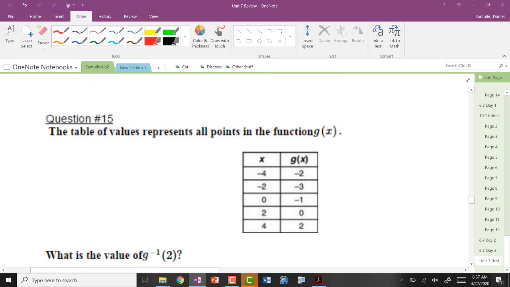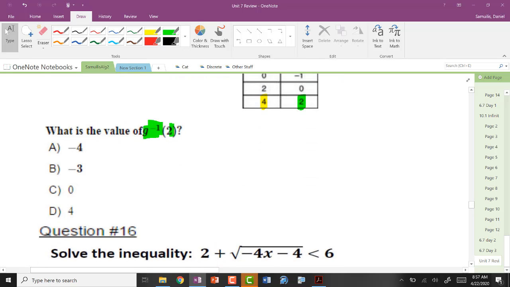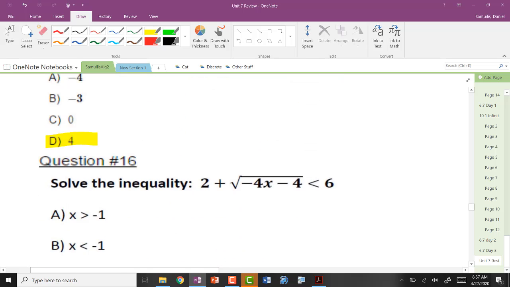Okay, next page. Okay, here's another inverse function. So what is the value of the inverse of 2? All right, well, in a normal table, you have an x table, and these are the y's. Okay, now remember, g of x is essentially y. So what this is asking is when the y is 2, here's the y at 2, the x is 4. It's as simple as that. So your answer is 4.